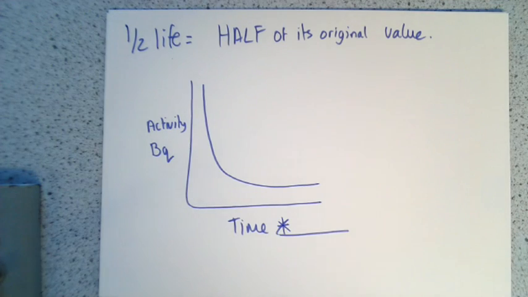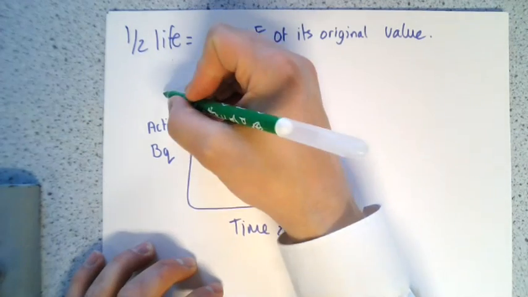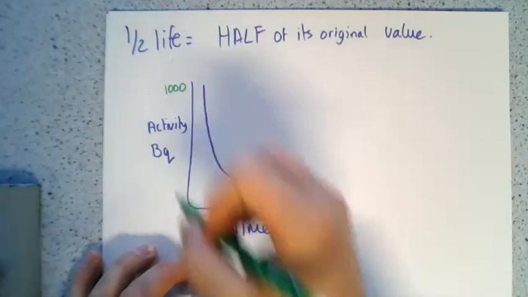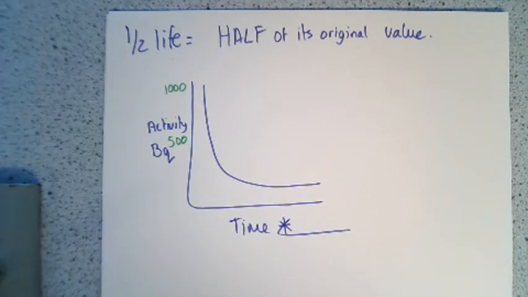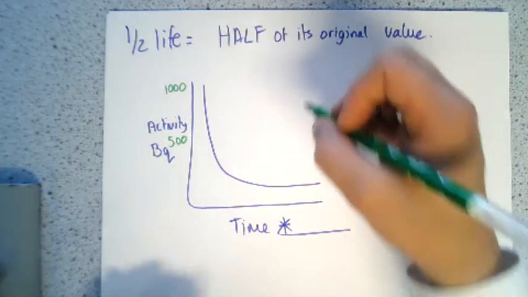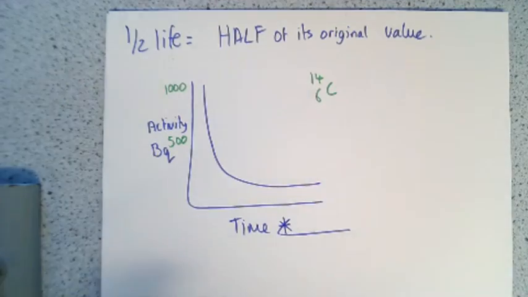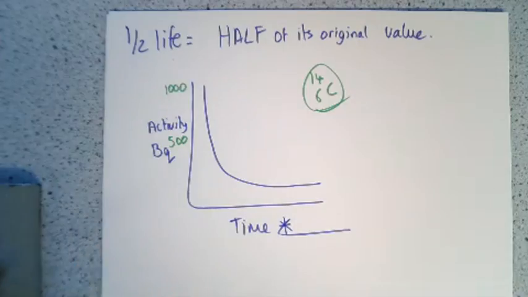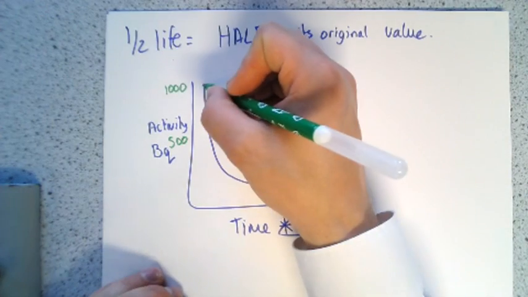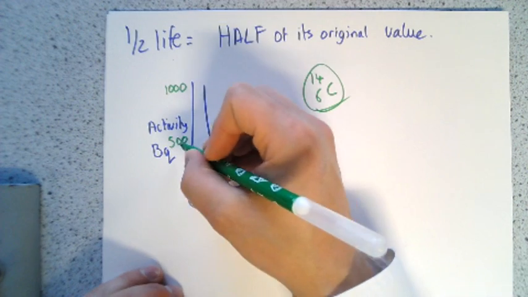All you're doing here is a little bit of interpolation of your graph. So I'm going to say it starts at 1,000. I'm going to be really crude, I'm keeping it straightforward. 500. So the half-life, let's say this is of our radioactive isotope of carbon. Half-life is the time taken for the activity to fall to half of its original value. My line starts at 1,000. Half of 1,000 is 500.